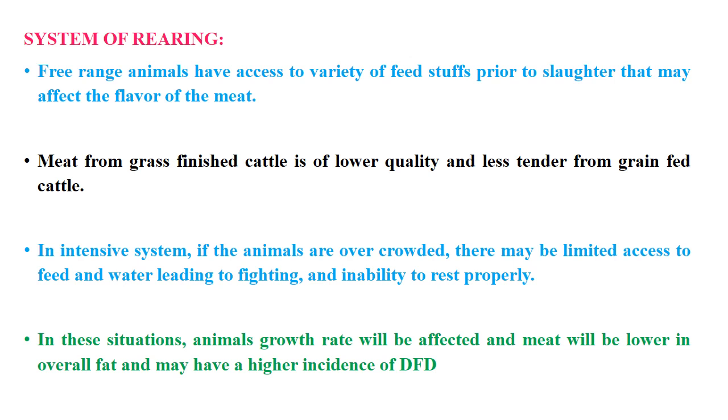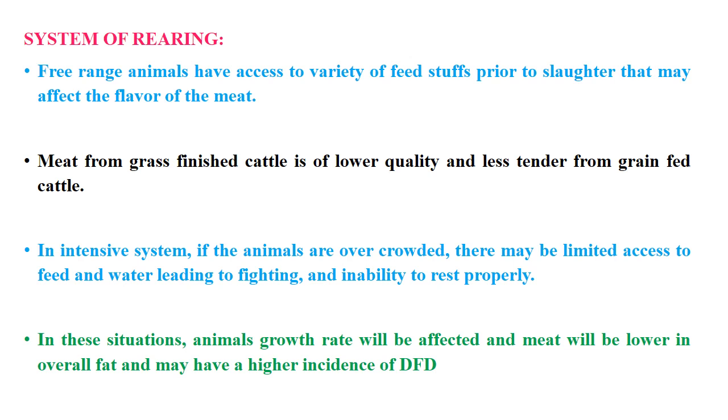Then in the case of intensive systems, if the animals are overcrowded, there may be limited access to feed and water, leading to fighting and inability to rest properly. So when a large number of animals are kept together in an intensive system, there may be competition and fighting, leading to continuous stress, and that affects meat quality.